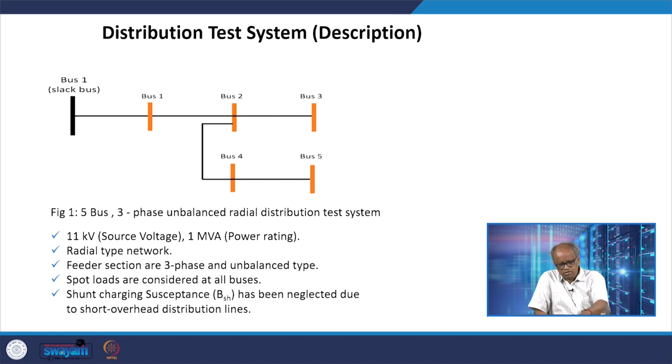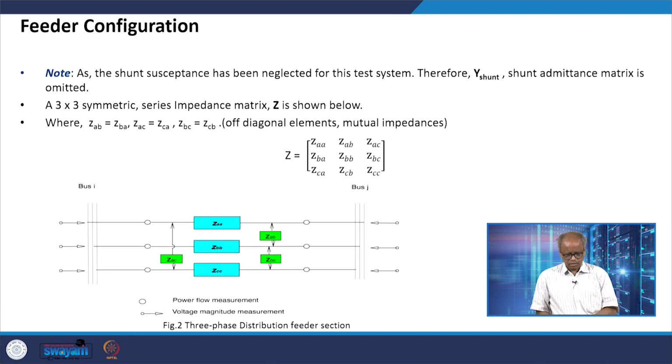So we have considered loads at all the buses, and because these are distribution systems, we have neglected shunt charging susceptance. But even if we consider shunt charging susceptance, it does not change the basic 3 phase state estimation algorithm, because the shunt charging susceptance of any line would ultimately be considered in the Y bus matrix of the system. And then the Y bus shunt admittance matrix is automated, 3 cross 3 series.